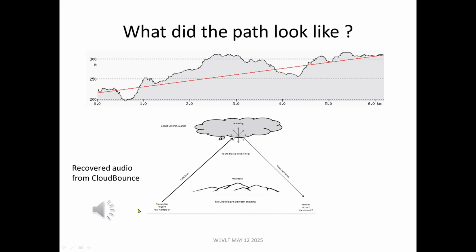Okay, so I guess everybody probably got that. This is an illustration of what the transmitter looked like from New Hartford to Harwinton. Not to scale, obviously, but it just gives you an idea of what was happening, right? This beam was looking up at the sky.